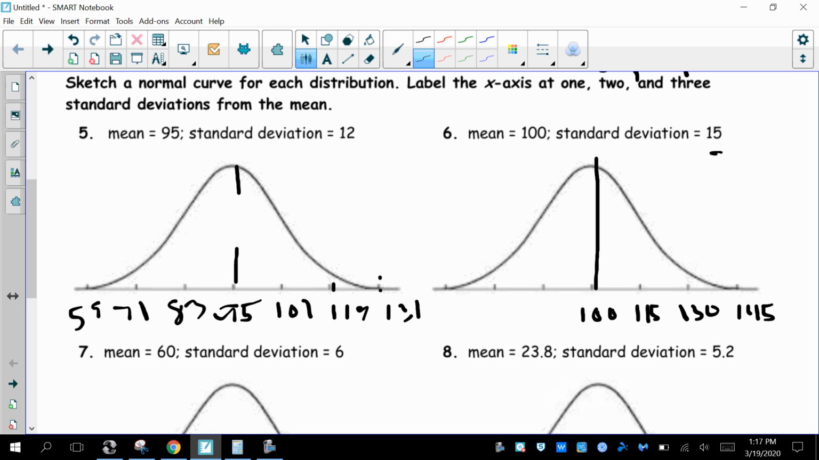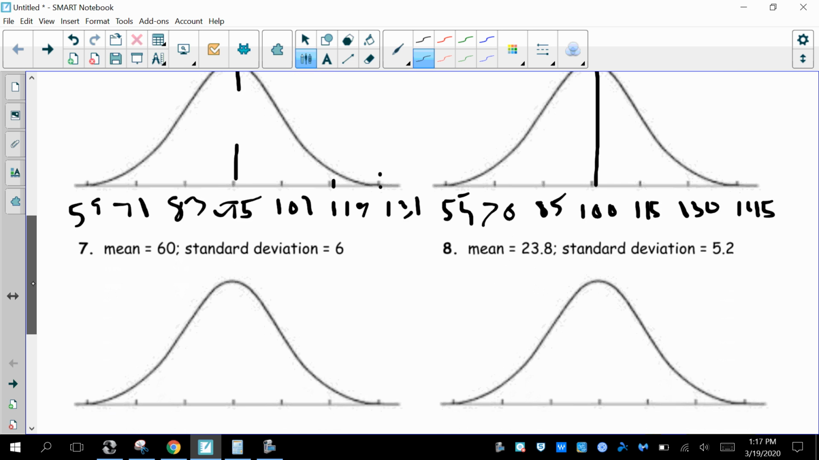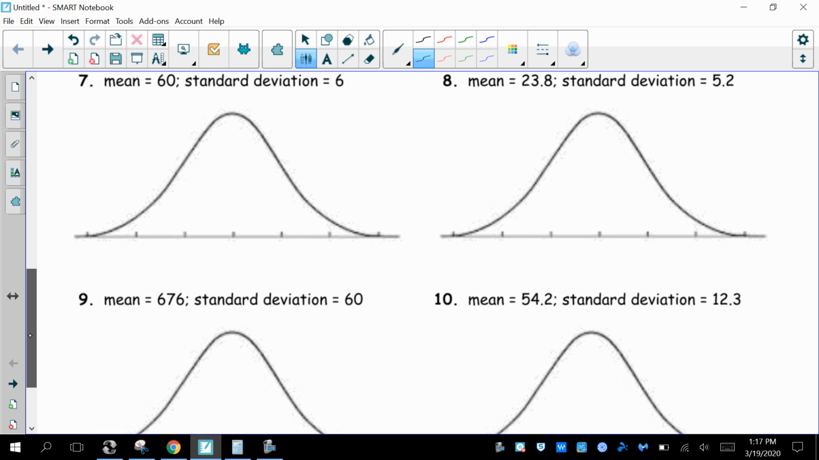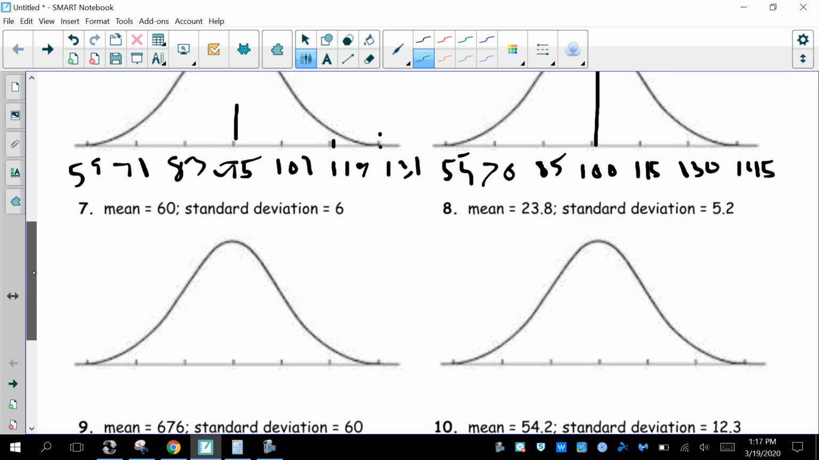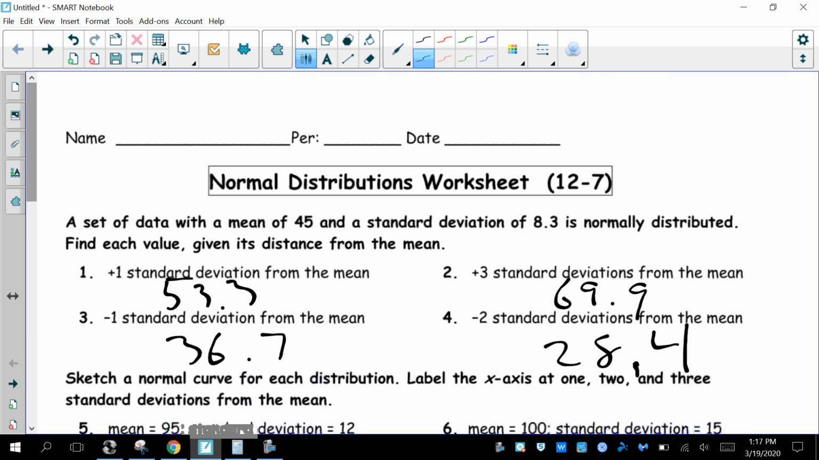Going down the other direction, 100 minus 15 is going to be 85. Minus another 15 is going to be, was it 60? Oh, sorry, 70. And minus another 15 is going to be 55. Okay, so why don't you guys go ahead and do the next 7, 8, 9, and 10, and we'll talk about tomorrow how we're going to apply this.